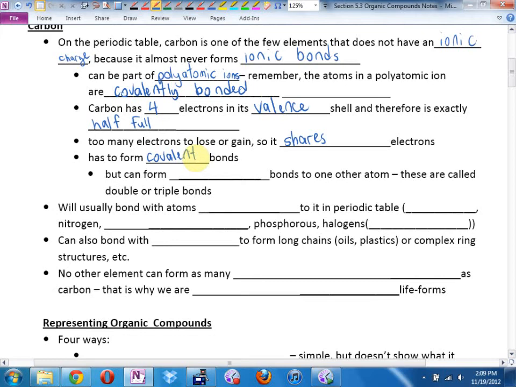How many electrons does it want to gain? 4. So how many bonds would it need to form? It's going to need to form 4 bonds.